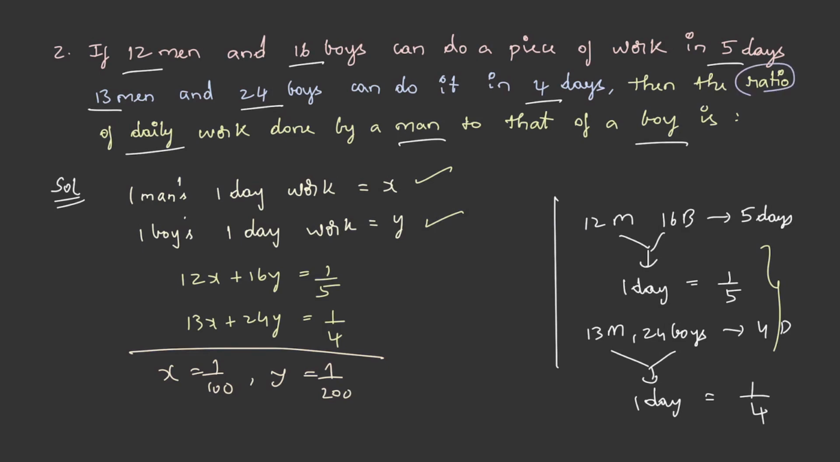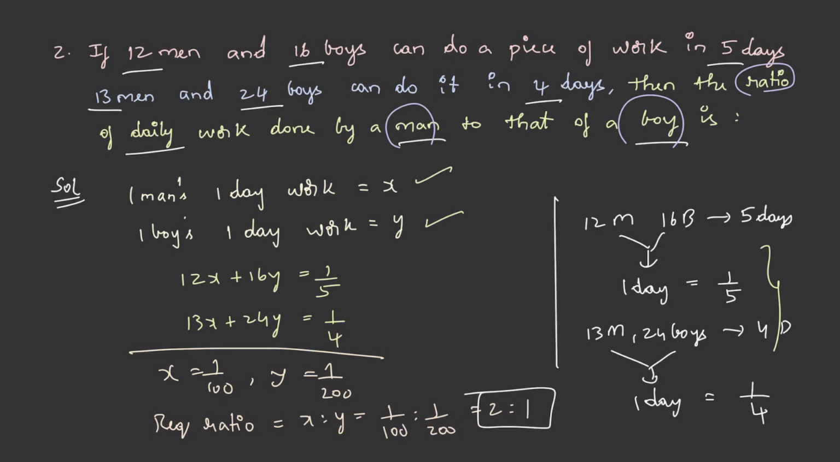The question is asking for the ratio of daily work done by a man to that of a boy. Therefore, required ratio will be x is to y, that is 1/100 is to 1/200, and this will become 2:1. This is the ratio. We are done with category 2 with this lecture.